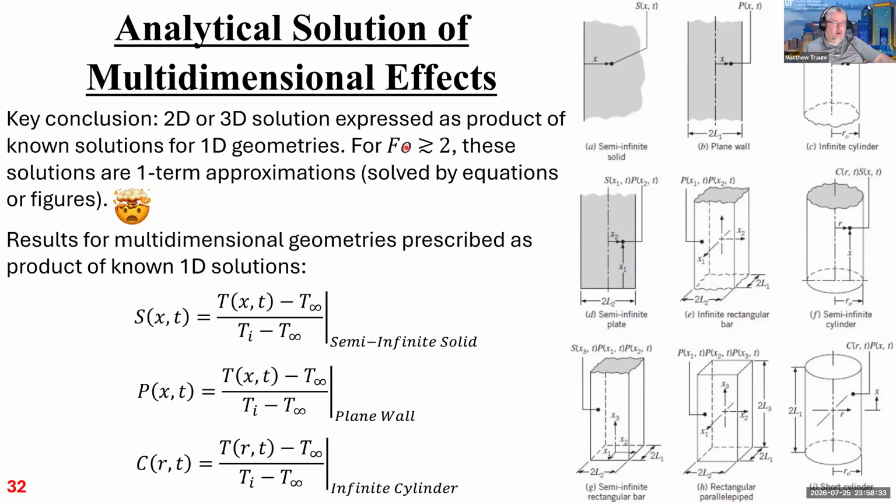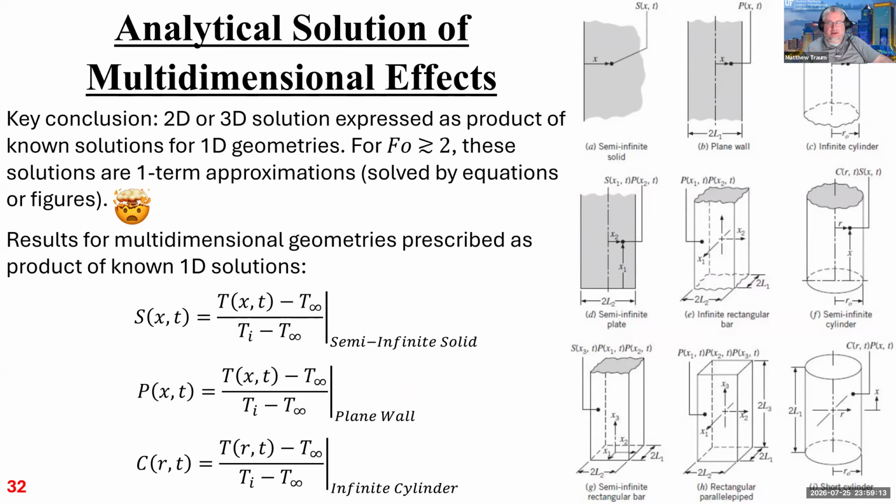But for a number greater than, this should say 0.2, let me change that, these solutions are given by just the one-term approximations, right? Which we just walked through how to do. So this to me is mind-blowing how powerful this is. All you need to do is figure out the solutions for the equivalent semi-infinite solid, plane wall, or infinite cylinder. I should mention semi-infinite solid is the next section that we're going to talk about in the next lecture, so we'll figure out how to do this one later. But you already know how to do a plane wall and infinite cylinder.